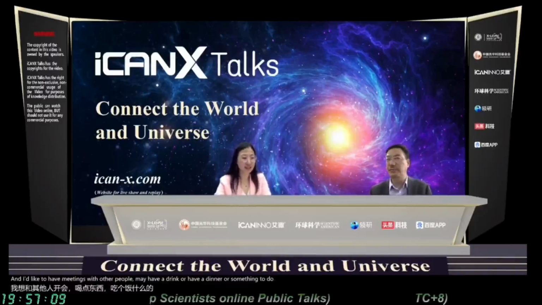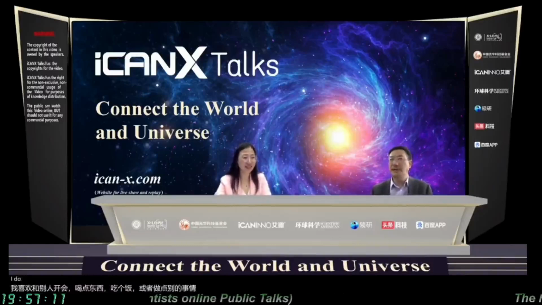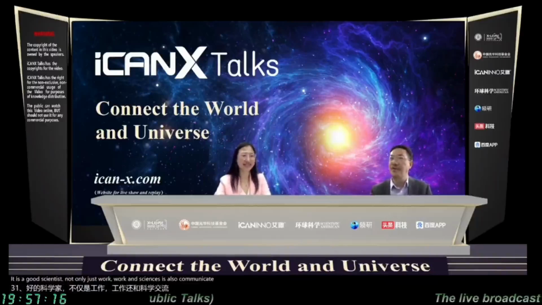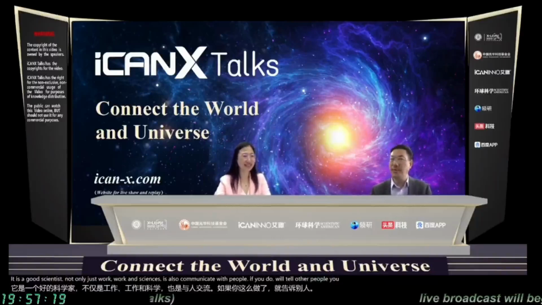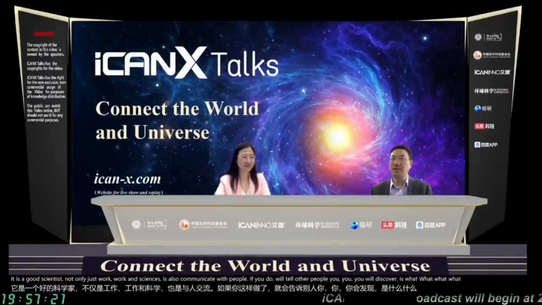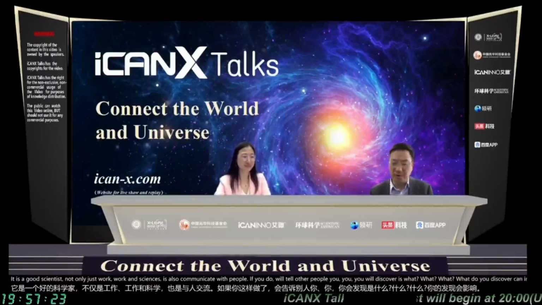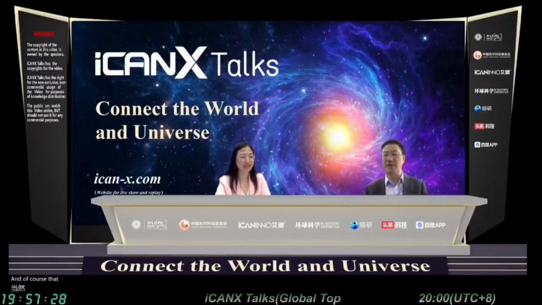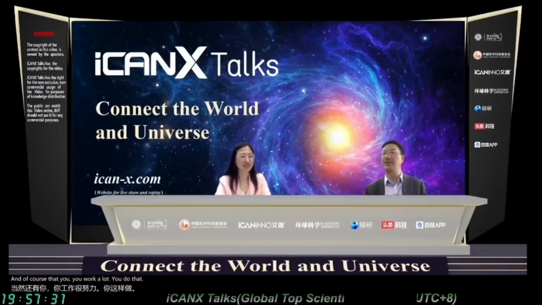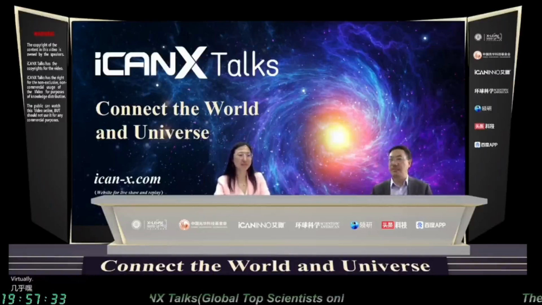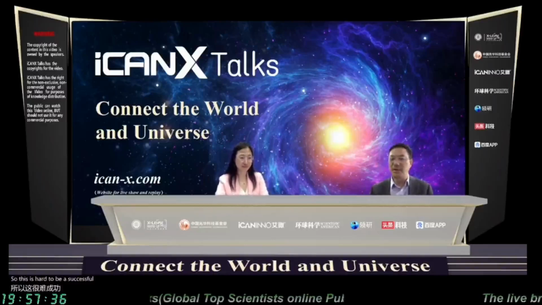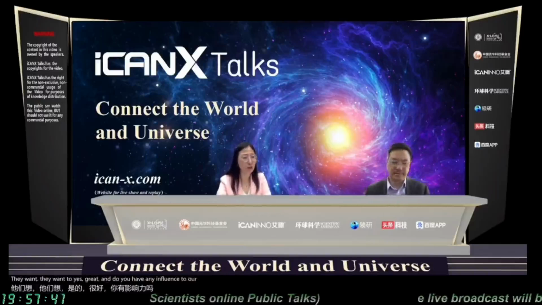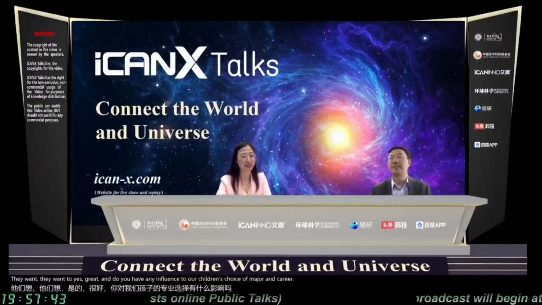I do. As a good scientist, not only do you work on science, it's also communicating with people. If you do well, tell other people what you've discovered and how your discovery can impact the world. So it's a good communication skill. It's very, very important. And of course, you work a lot. You sacrifice a lot of family time too. Okay. Yeah. So they see how to be a successful scientist. They can follow. And do you have any influence on your children's choice of major and career?